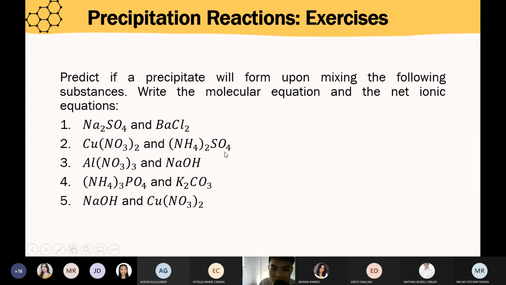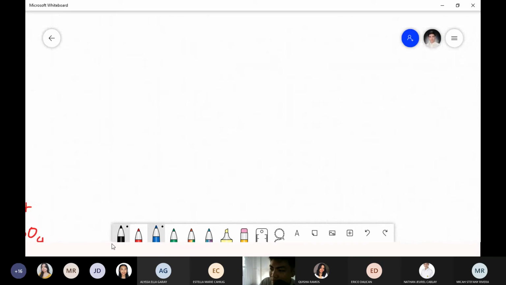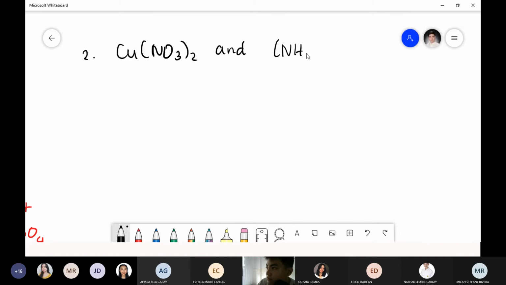Copper nitrate and ammonium sulfate. Let us check if we can form precipitate here. Now, let me just copy it again in the whiteboard. Number 2 na tayo. Ano yun? Copper nitrate. Okay. So these are our ions. Let us check daw if we can form precipitates. Okay? So ano ulit step 1?